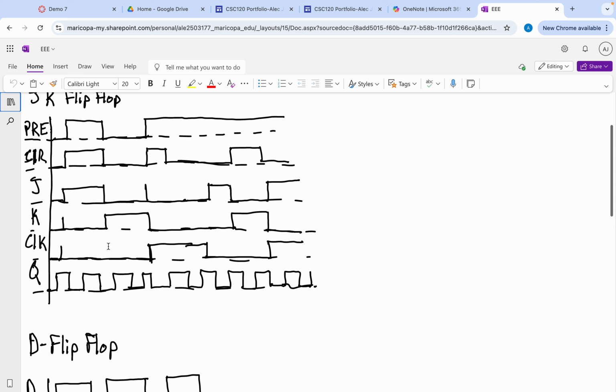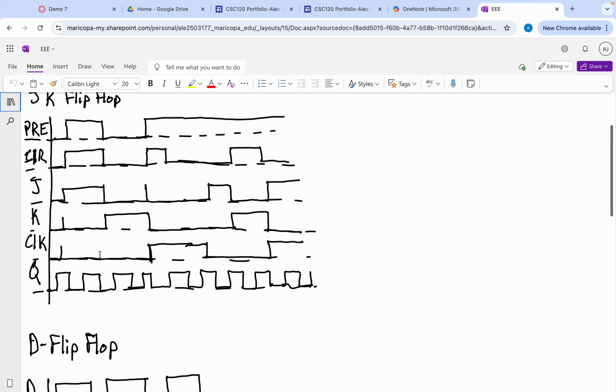So for my clock line, rising edges are the only time Q reacts to J and K. So when the clock rises, the flip-flop checks J and K and updates Q unless pre or clear are active. If pre or clear are low during the clock edge, they override the JK logic. So that's how the clock line works.